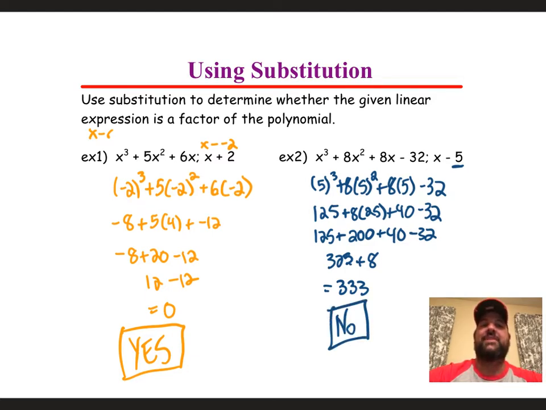X minus 5 is not a factor of this polynomial x cubed plus 8x squared plus 8x minus 32. That's basically the factor theorem. We take the constant term, we substitute it in. If we get 0, it's a factor. If not, then no, it is not a factor. Let's look at the next theorem that we're going to use to help us solve polynomial functions.